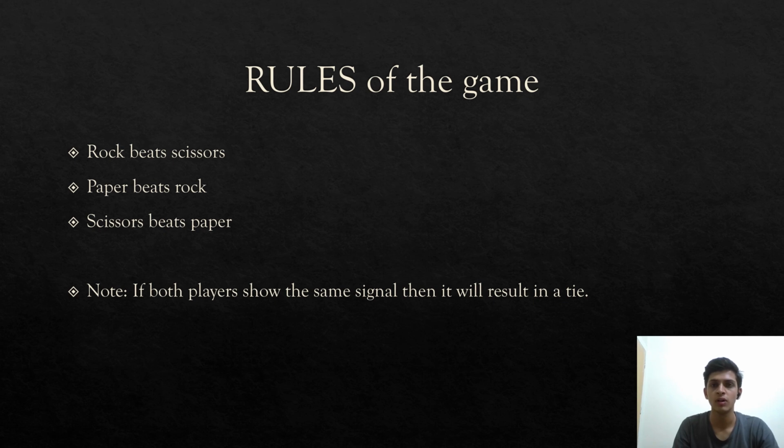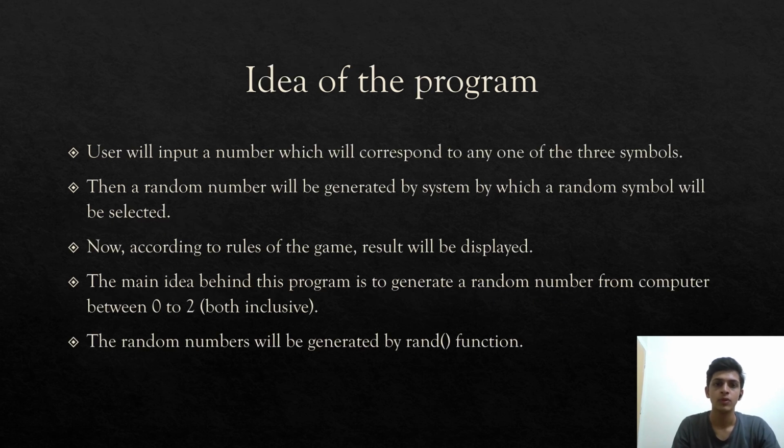Now let us know the idea behind it. The idea behind the code is that I will enter a number corresponding to any one of the three symbols. Then a random number will be generated by the system, by which a random symbol will be selected. That is, 0 for rock, 1 for paper and 2 for scissors. According to the rules of the game, the result will be displayed. The core behind this program is to generate a random number by the computer between 0 to 2, both inclusive, that is 0, 1 or 2. The random number will be generated using the rand function.